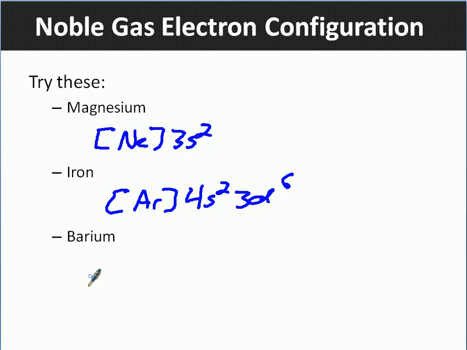And barium, which can be a headache if you ever had to do the long way with barium, the most previous noble gas before barium is going to be xenon. So you put xenon in brackets, and then you just begin from there, and it's just going to be 6s2. Oh, that's such a headache solver. Alright, there you go.